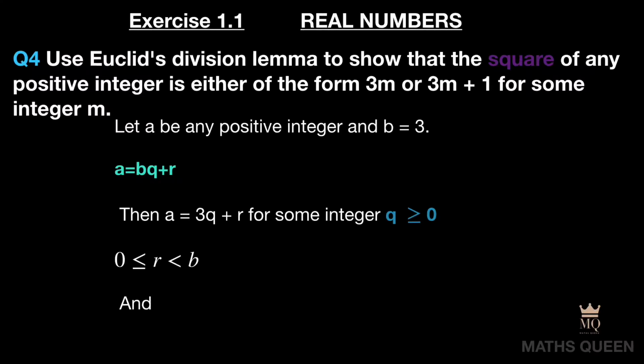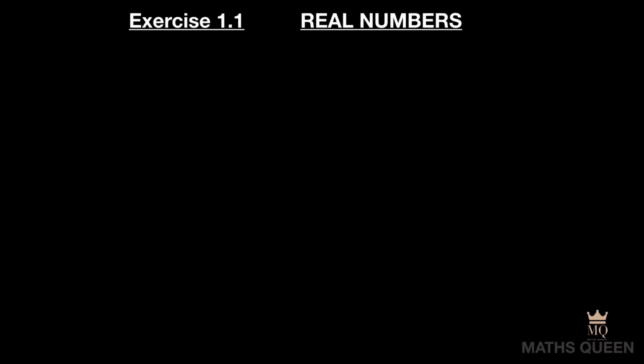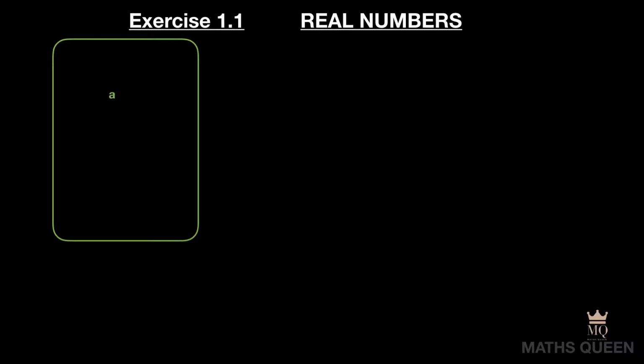0 ≤ r < b. So we have r equal to 0, 1 and 2. Therefore a can be 3q or 3q + 1 or 3q + 2. Steps until here are the same for any type of question. So looking back to the question, we should prove that the square of any positive integer is 3m or 3m + 1. We have a = 3q, 3q + 1 and 3q + 2. So we take each of these as a separate case.